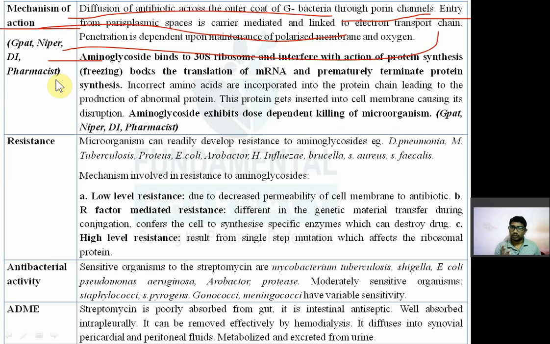So we'll see tomorrow. In bacteria, the ribosome is the 70S ribosome, meaning the sedimentation coefficient. Okay, so the 70S ribosome is split into subunits: 30S plus 50S. Okay, so aminoglycoside binds with the 30S ribosomal subunit and interferes with the protein synthesis of bacteria. It is stopping the protein synthesis of bacteria. Okay, so they will cause block of protein synthesis, block of translation of mRNA. They will cause freezing of protein. Okay, and prematurely terminate the protein synthesis.